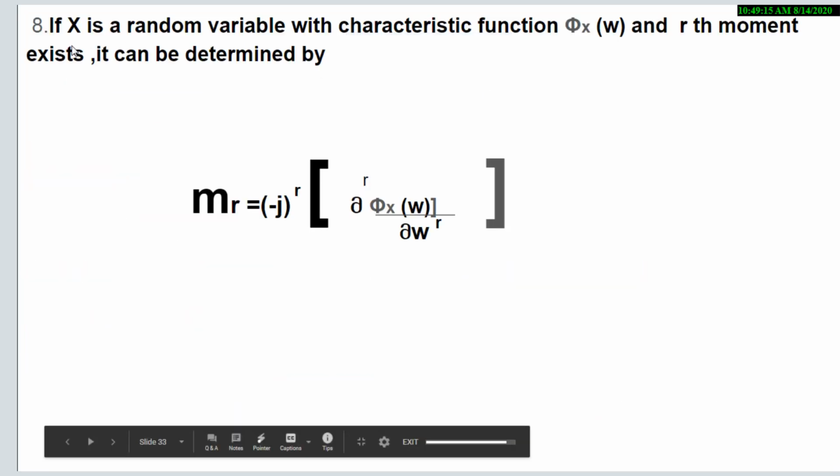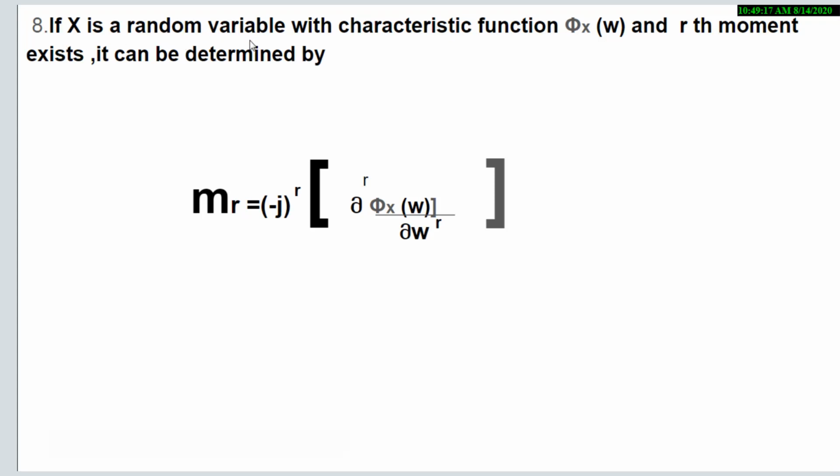Now the last property says that if X is a random variable with a characteristics function phi_X(omega) and the rth moment exists, it can be determined as m_r is equal to minus j to the power r, dou^r of phi_X(omega) by dou omega^r. These are the main properties for the case of characteristics function. In the next coming video we shall see the problems related to the characteristics function.